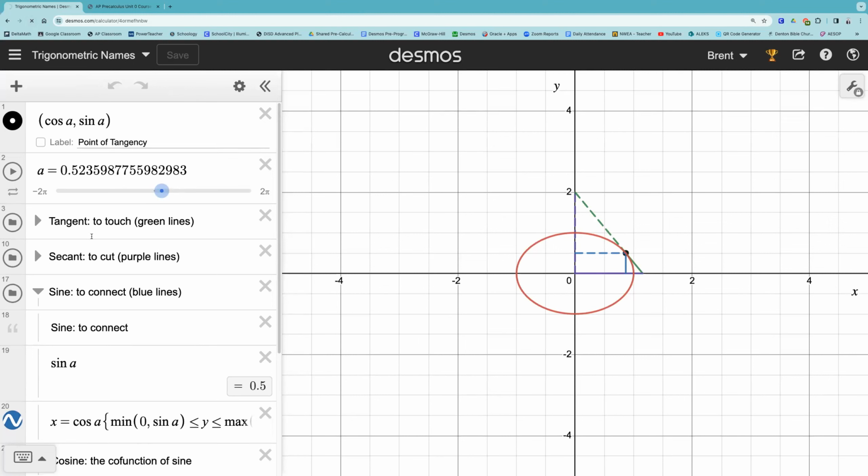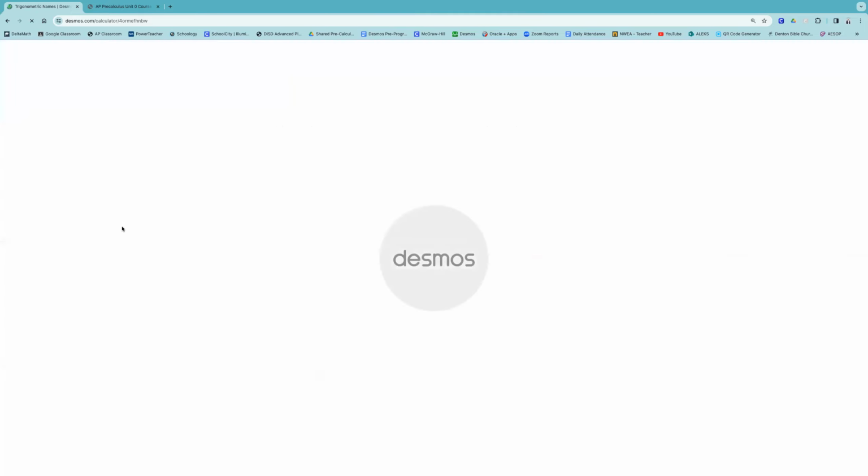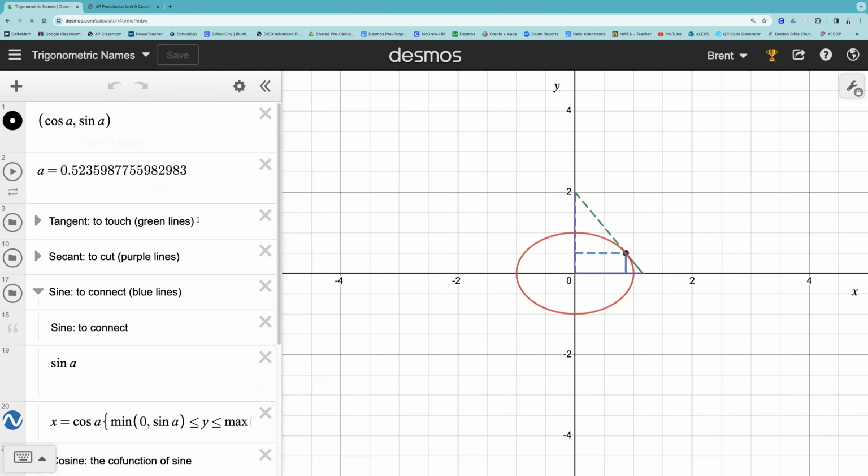Let's begin here. By definition, tangent. We talked about tangent earlier. Tangent means to touch. What I mean by earlier is starting in unit 1. Tangent means it just barely touches a shape. Secant means it cuts through. Does that make sense? What does tangent mean? To touch. What does secant mean? To cut through, 2 points. And then sine means to connect. That's what those words mean.